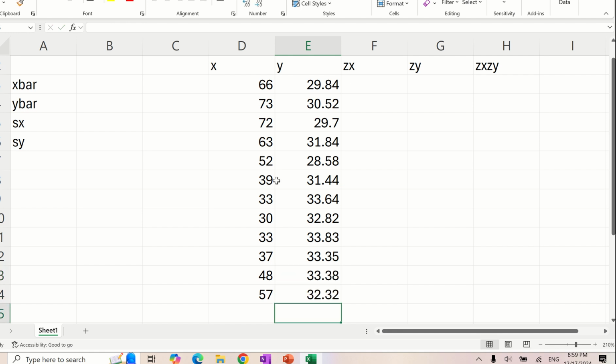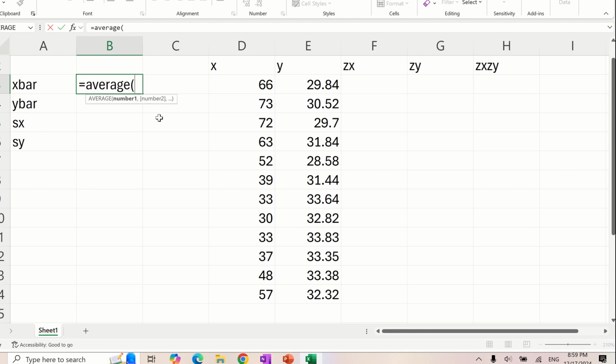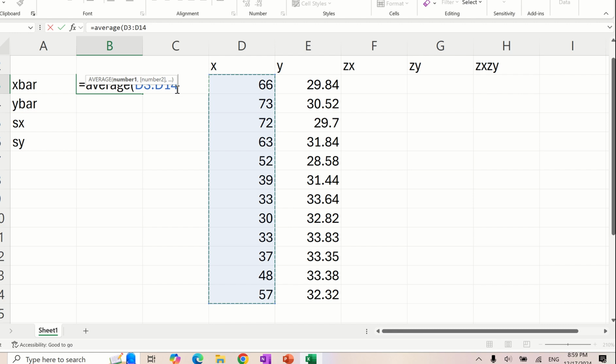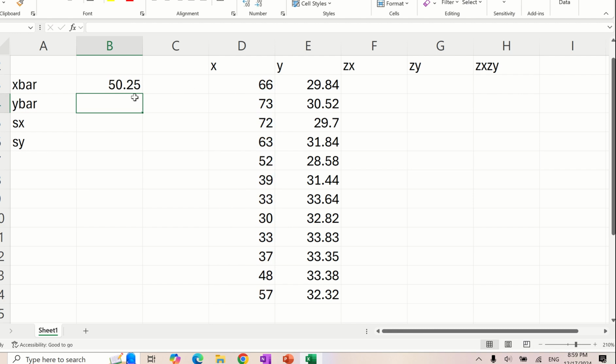All right, so we've got x and y. Now we're going to calculate the x bar. So this is what you would do on a calculator. So equals, we're going to do the average. X bar is just the average of the x's. So we're going to do the average of those values. It gives us the average there. Equals, we're going to do the average of the y values.